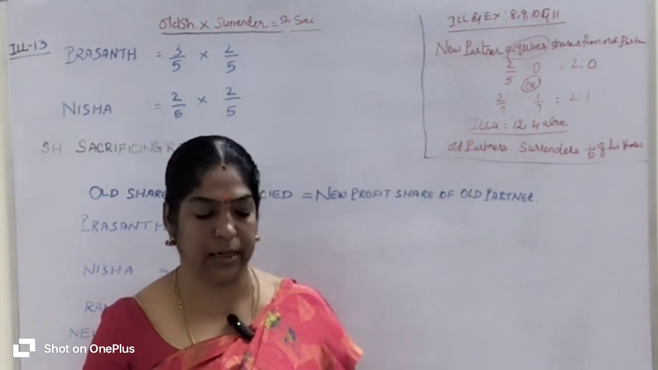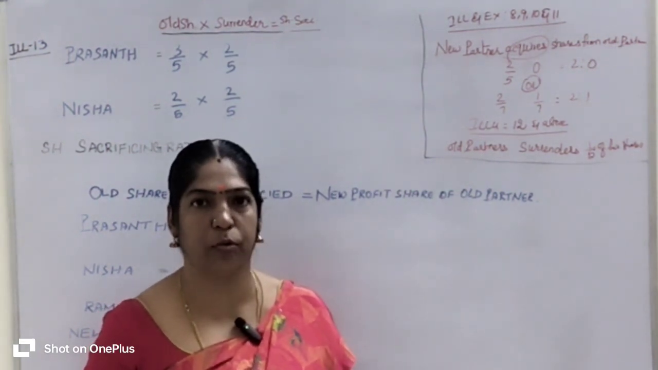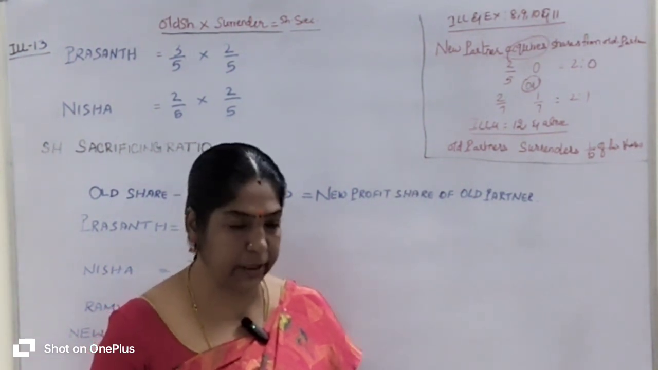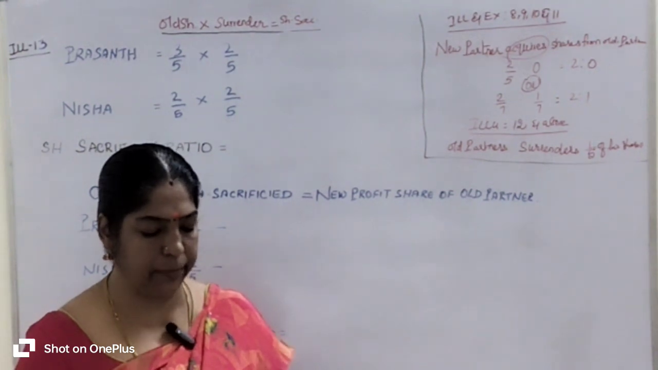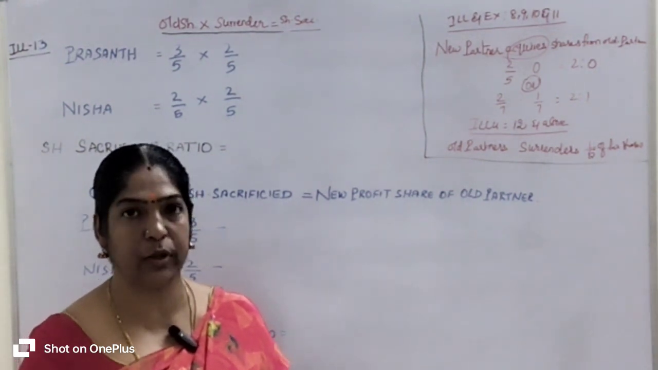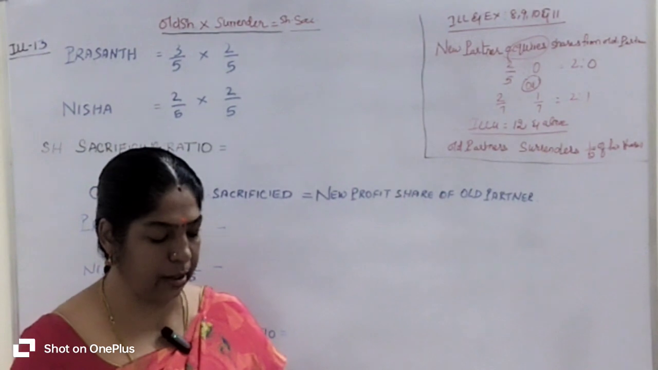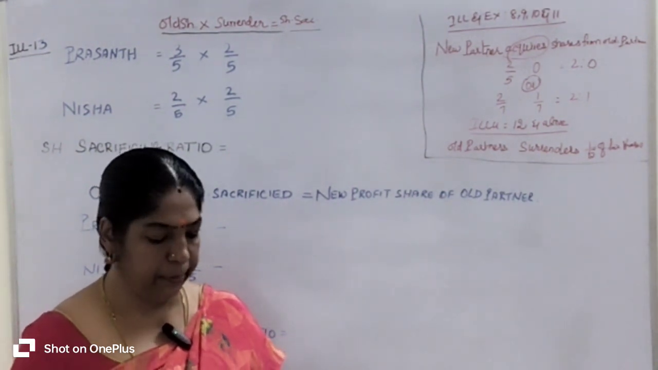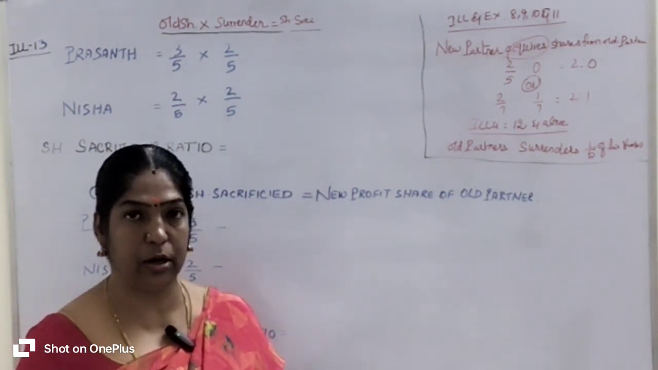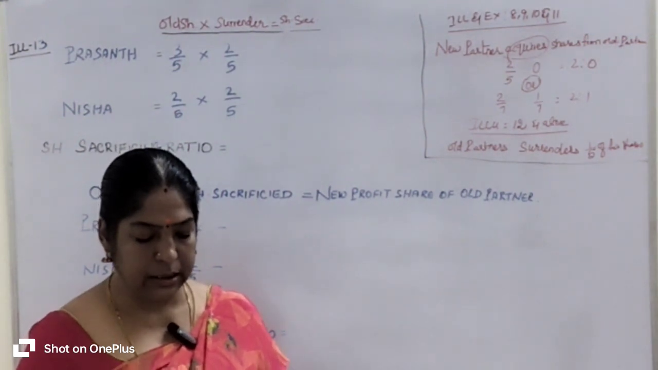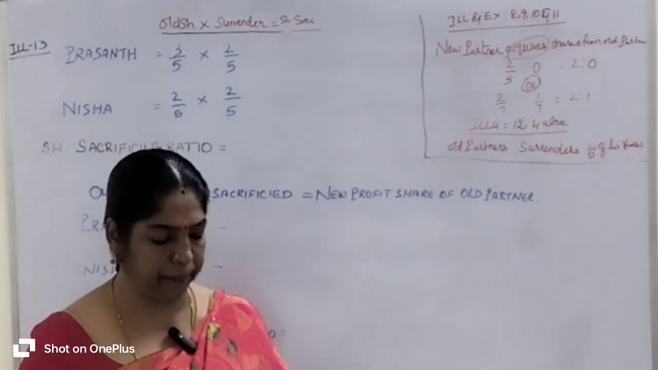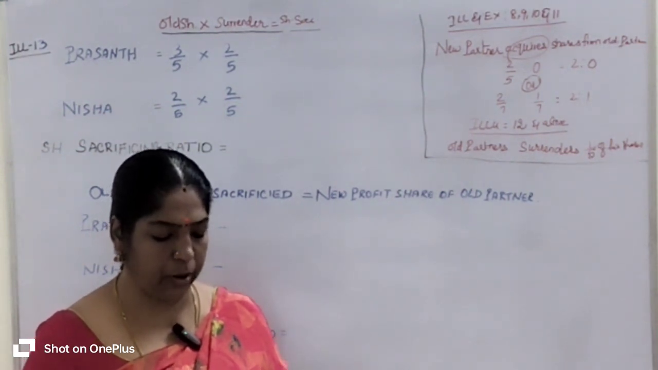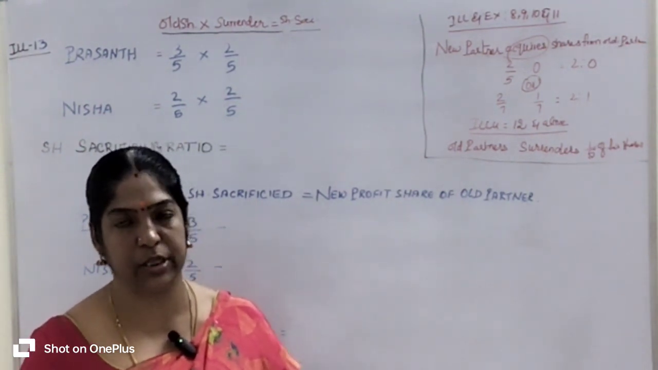Hi students, 12th standard accountancy, chapter 5, admission of partner, illustration sum number 13. Let's read the question. Prashant and Nisha are partners sharing profits and losses in the ratio of 3:2. They admit Ramya as a new partner. Prashant surrenders 2/5 of his share and Nisha surrenders 2/5 of her share in favor of Ramya. Calculate new profit sharing ratio and sacrificing ratio.